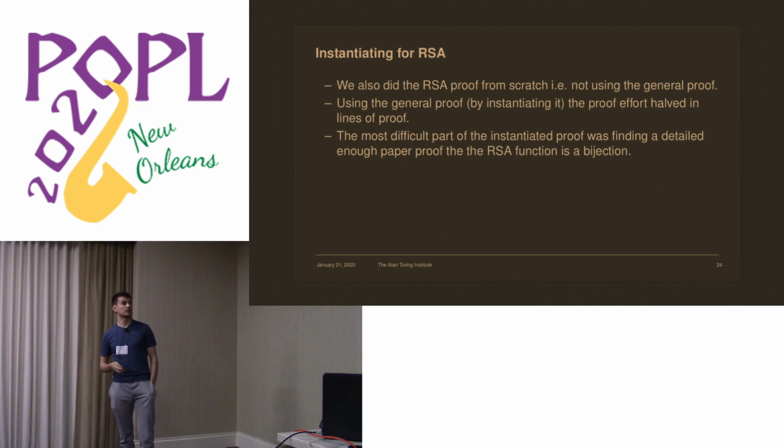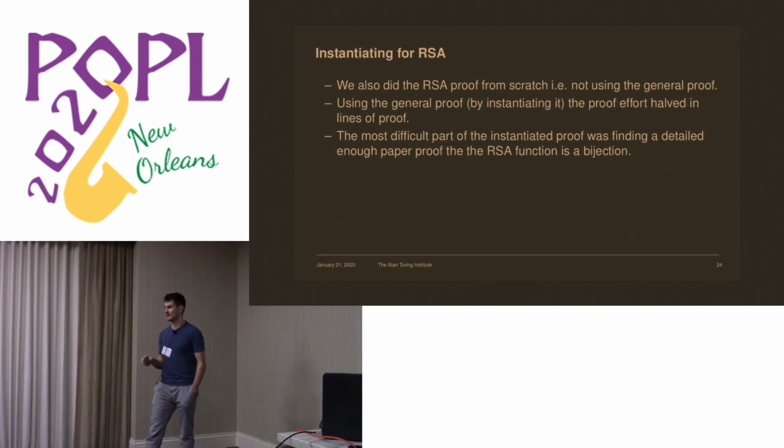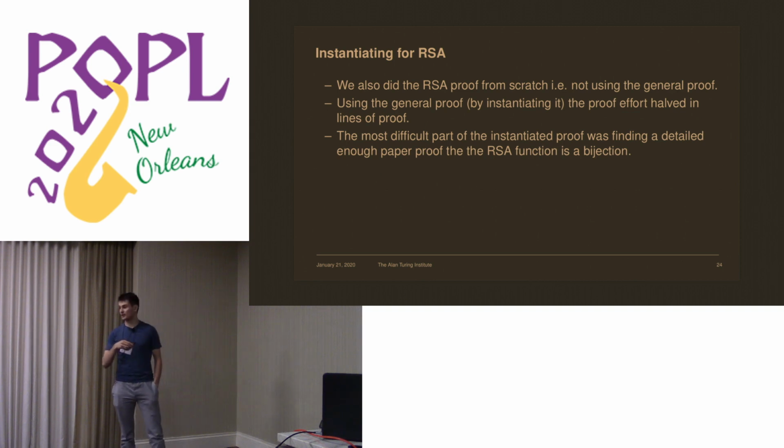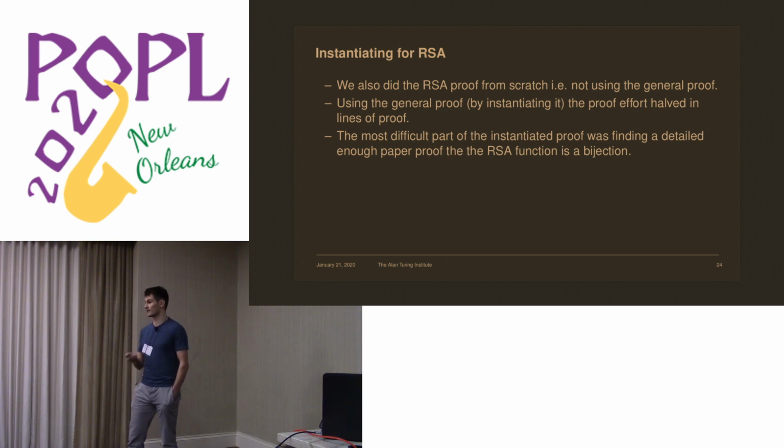Sort of an interesting note, we also did the RSA proof from scratch beforehand, because I was being naive. But using the general proof, we were able to delete about half the proof, which was nice. I guess that's a small win for formal methods. The most difficult part of the instantiated proof was finding a detailed enough paper proof that the RSA function was in fact a bijection. It's always cited as a very trivial thing, but actually finding detailed proofs that are enough to formalize was relatively difficult. We had to go searching for that quite a bit.